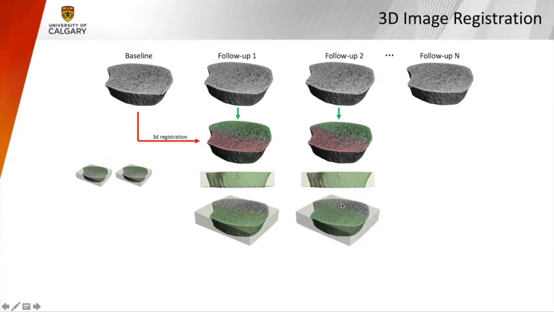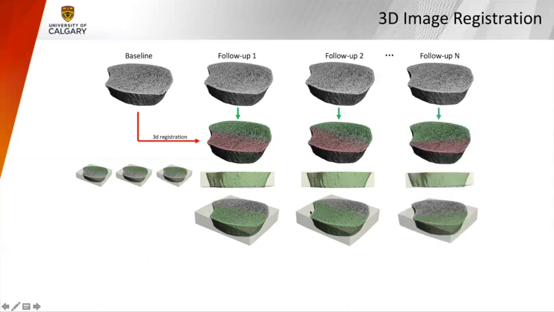We define the common regions. This box here is slightly different than this box now, because this is the intersection of this follow-up 2 and baseline, and this is the intersection of follow-up 1 and baseline. And then we do the same thing with all the scans, and we eventually generate all of these unique boxes that are occurring.